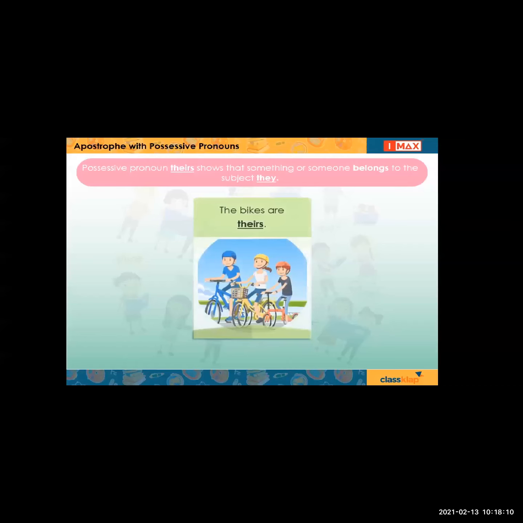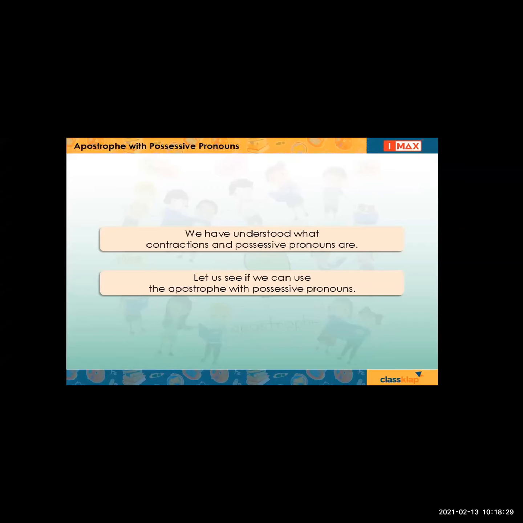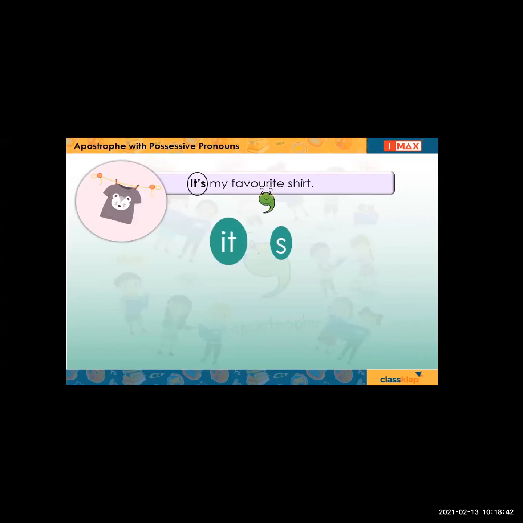If we can use the apostrophe with possessive pronouns. It's my favorite shirt. The contraction is the contraction of two separate words, and the apostrophe in the middle of the word indicates this to us. It's is the contraction of it is. The sentence can be expanded as, it is my favorite shirt.